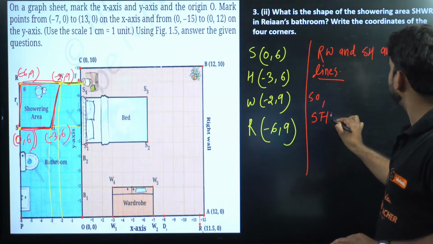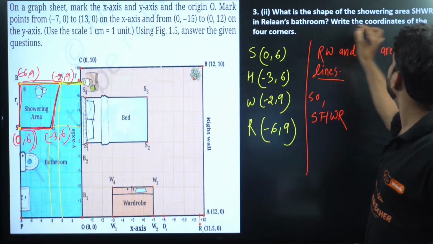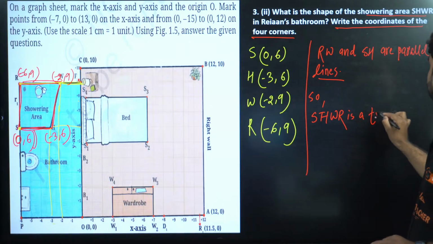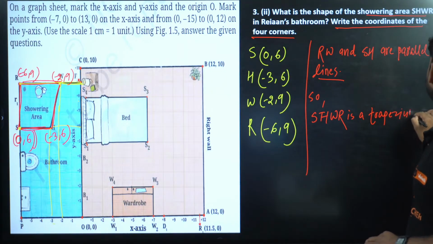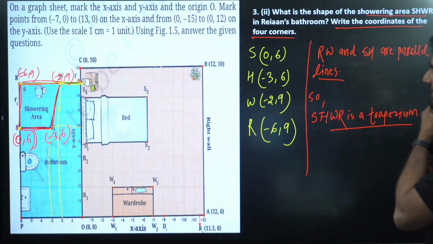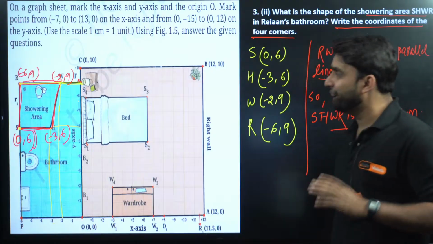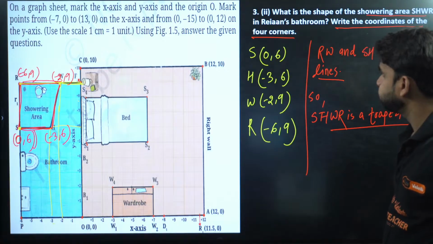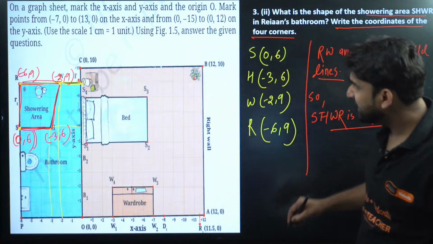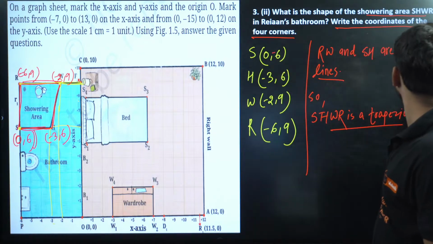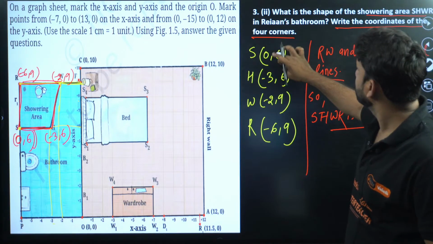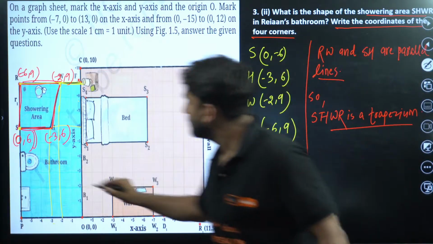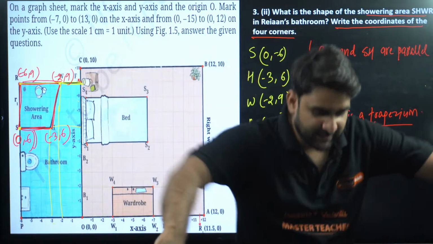So S, H, W, R, which coordinate? Showing this, write the coordinates of the four corners. This is a trapezium. S, H, W, R is a trapezium. I hope this is clear to you, everyone. Yes, clear? S is basically 0 comma minus 6, right? This is minus 6, no? 0 comma minus 6. Yes, any problem to anyone?